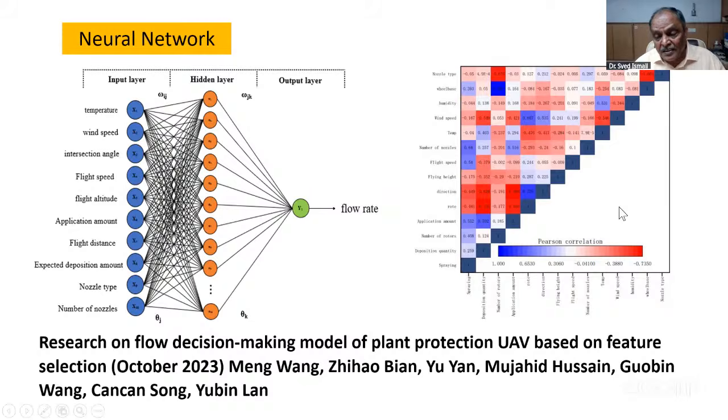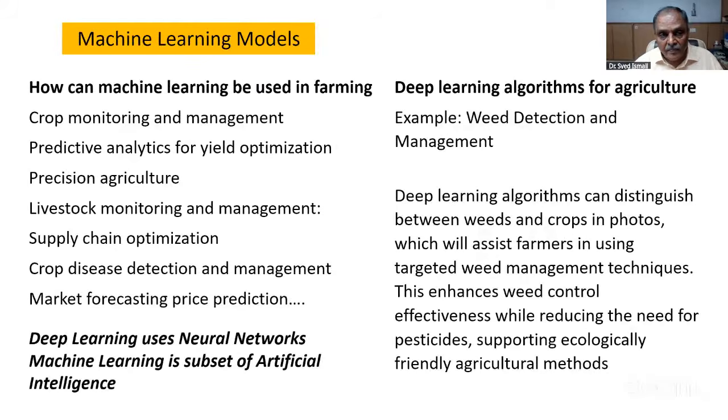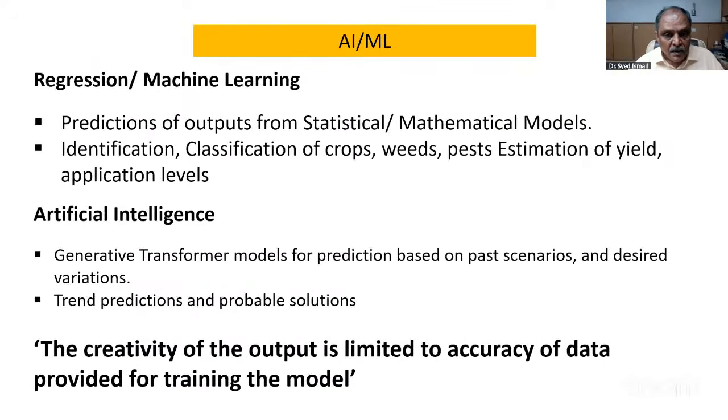On the right side, you see a statistical Pearson correlation. Pearson correlation is exactly the same as your neural networks. This is another form of representation. Actually, regression and machine learning make predictions from statistical mathematical models. Identification, classification, sorting, weeds, pest estimation, all this can be done.